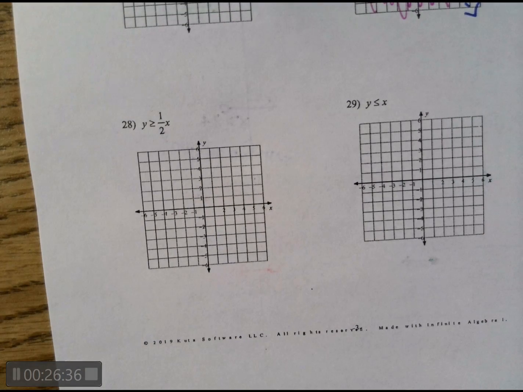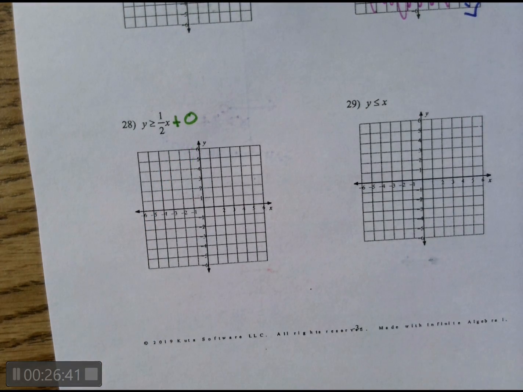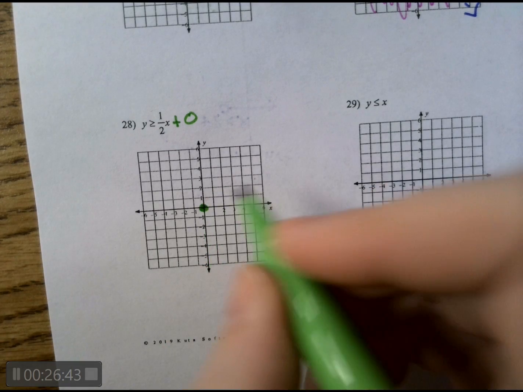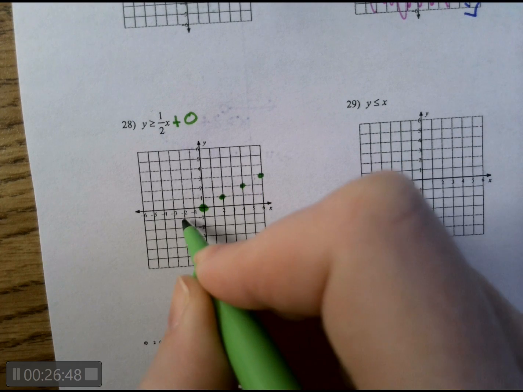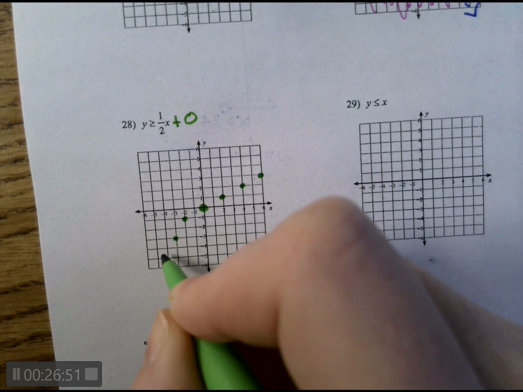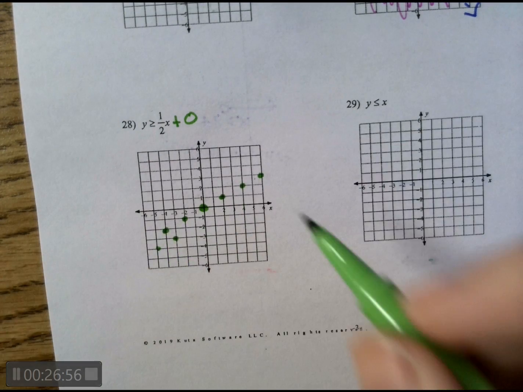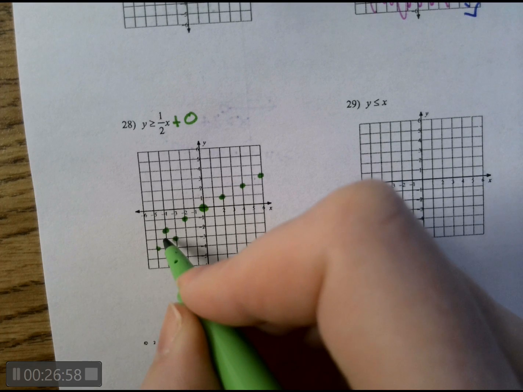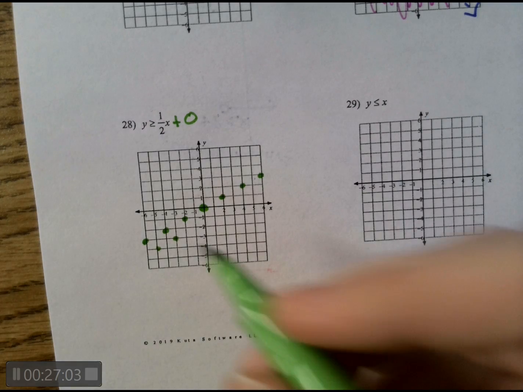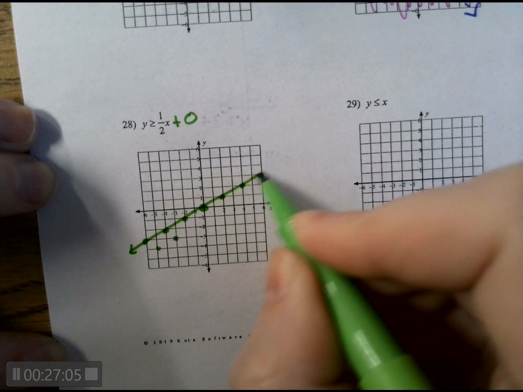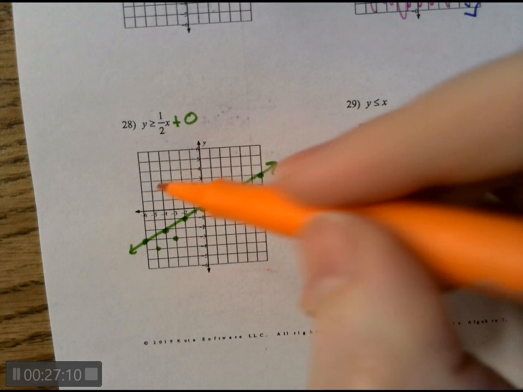For 28, we have y is greater than or equal to 1/2 x plus 0. So we're going to start at our origin. And then we're going to go up 1 to the right 2, or down 1 to the left 2. I did not do that right. There we go. Down 1 to the left 2. Okay, so ignore these 2 dots because those are just wrong. Alright, and this time it's going to be a solid line. Alright, and then since y is greater than, we are going to shade above.